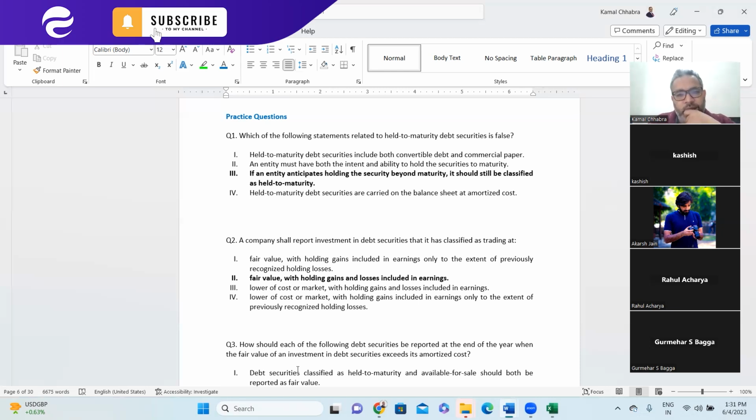Third point is, if an entity anticipates holding the security beyond maturity, it should still be classified as held to maturity. That's an incorrect statement. What is beyond maturity?